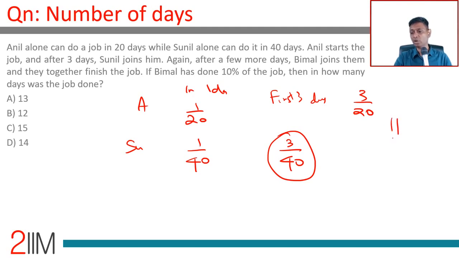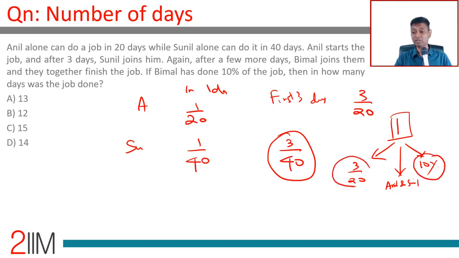So if we say 1 unit of the job is there, Anil alone does 3/20, Bimal does 10%. Remaining, the difference is done by Anil and Sunil together. Right? So Bimal alone has done 10%, Anil alone has done 3/20, and then Anil and Sunil at the rate of 3/40 per day do the remaining. There's a by 40 here. I'm going to bring everything to a per 40 basis.